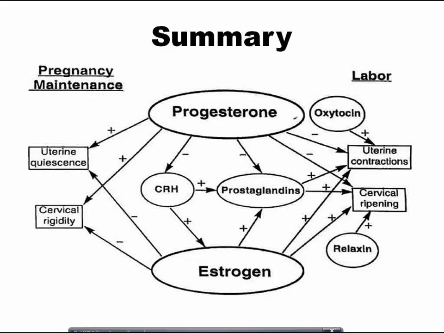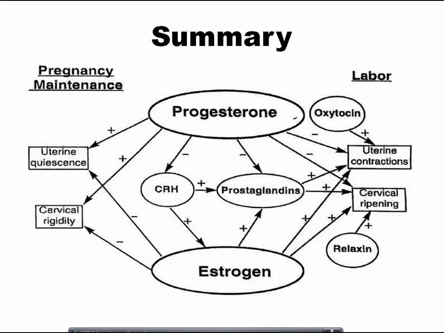So, to summarize the hormonal events in pregnancy and parturition, we can say that maintenance of pregnancy is the function of progesterone. Progesterone promotes uterine quiescence along with the human chorionic gonadotropin as well as relaxin, which relaxes the uterus and maintains the cervical rigidity, that is, prevents the softening of the cervix and effacement. At the same time, it inhibits the action of oxytocin on the uterine muscles. It inhibits the corticotropin releasing hormone, inhibits the prostaglandins, and hence inhibits, in one word, the entire event of labor.